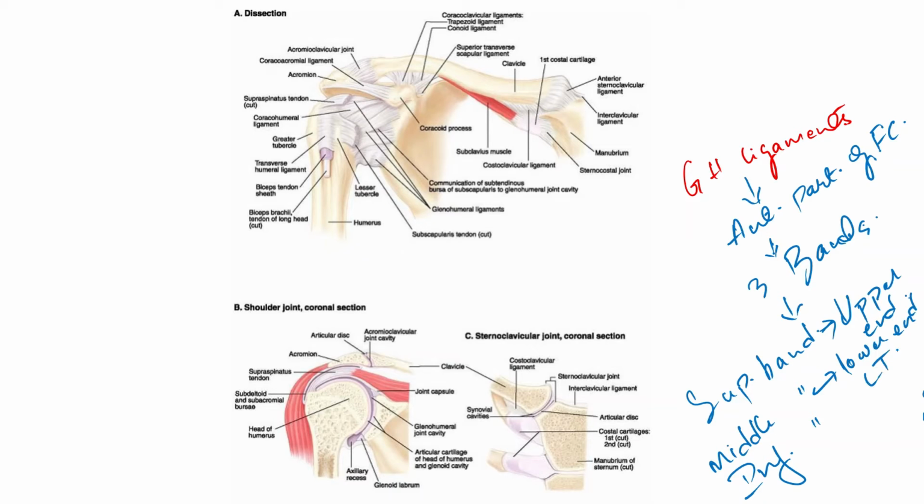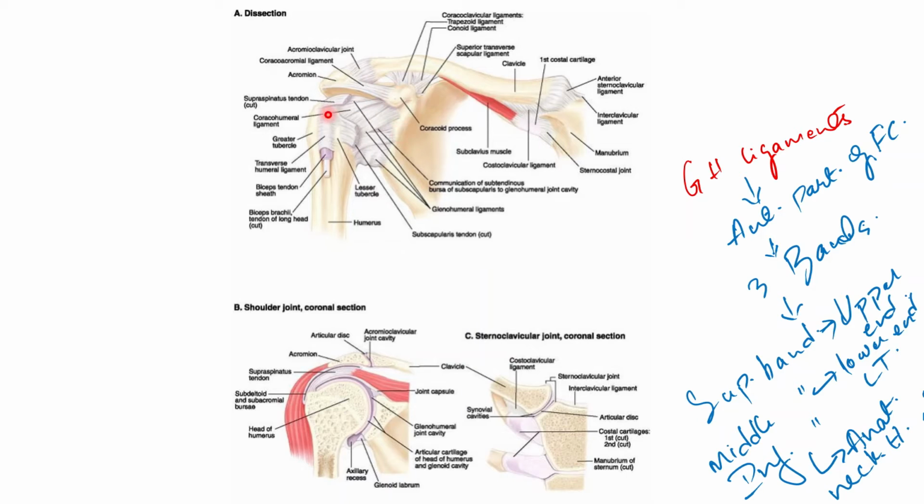Whereas the inferior band is attached to the lower part of the anatomical neck of the humerus. So this is about the attachments of the glenohumeral ligament in total. The glenohumeral ligament is represented by the three fibrous bands: the superior, middle, and inferior.